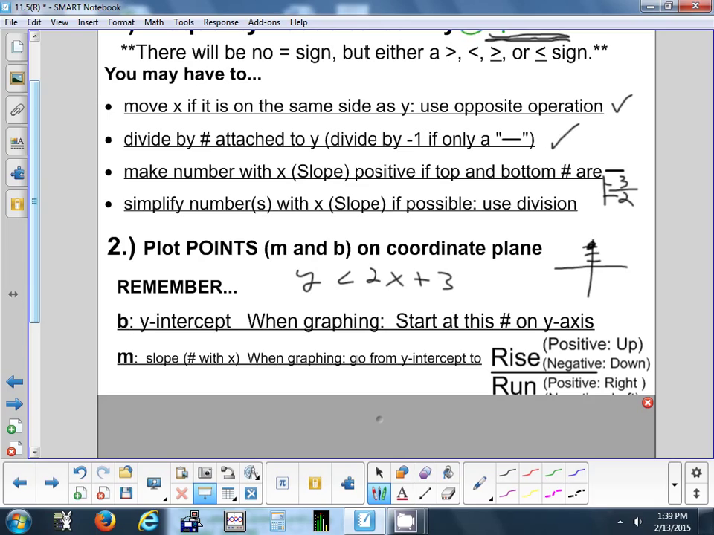Rise over run. In this case, I just have a 2. There's no fraction there. There's nothing in the bottom. But there's a number you could put there to make that a fraction. Anybody remember how you could make 2 into a fraction? Yeah, you just put it over 1.